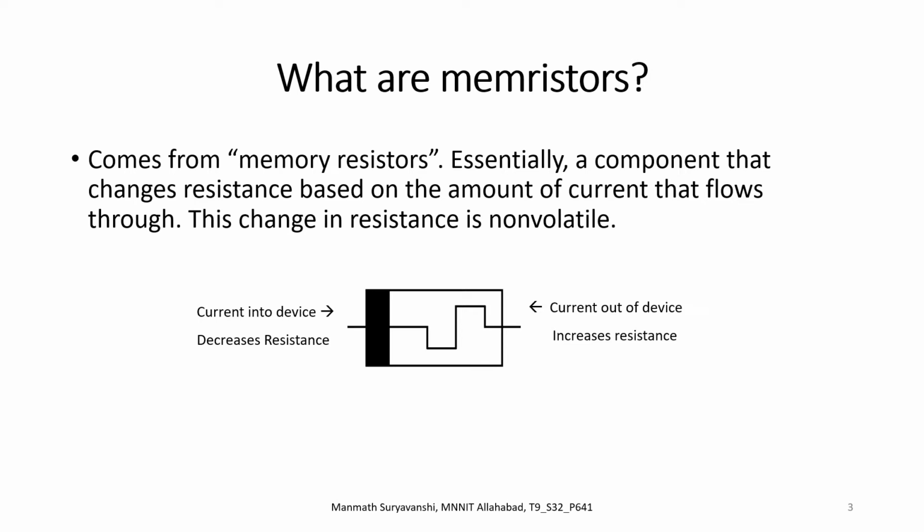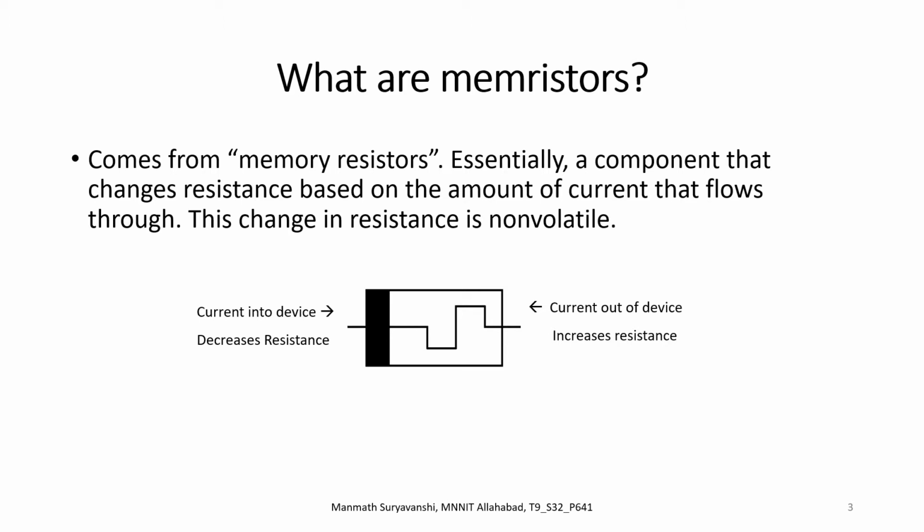Memristor is a combination of words from memory registers. It is a component that changes its resistance based on the amount of current that flows through it. This change in resistance is non-volatile, meaning the resistance will remain unchanged even if the component is disconnected from the circuit or power is switched off.